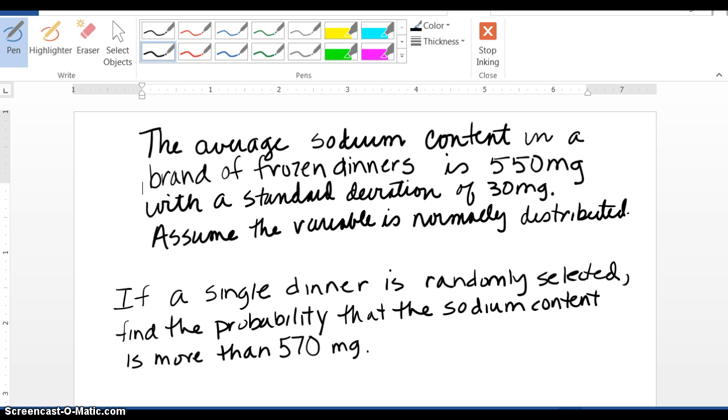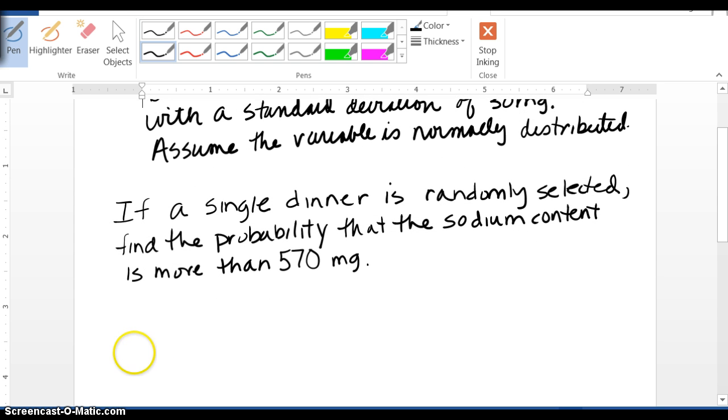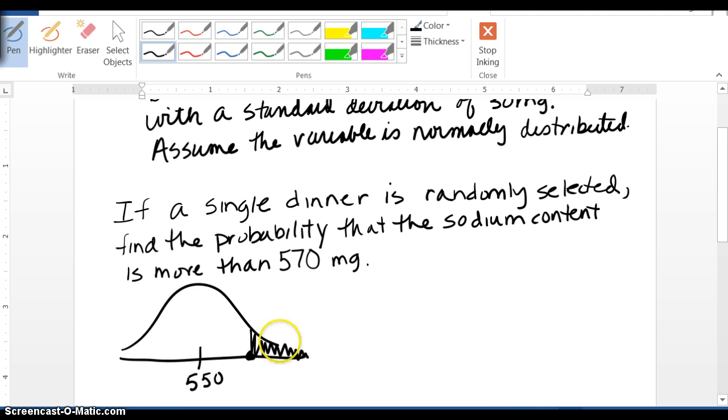If you randomly select a single dinner, then answer the question, find the probability that the sodium content is more than 570 milligrams. So we're trying to figure out if in fact the sodium content is normally distributed with a mean of 550 and a standard deviation of 30. What's the chance of us picking a randomly selected dinner and having the sodium content more than 570? So we're going to try to use the standard normal to answer this question.